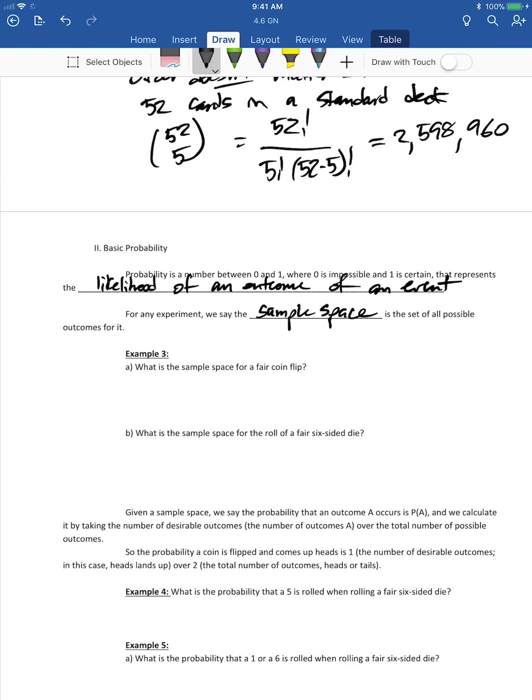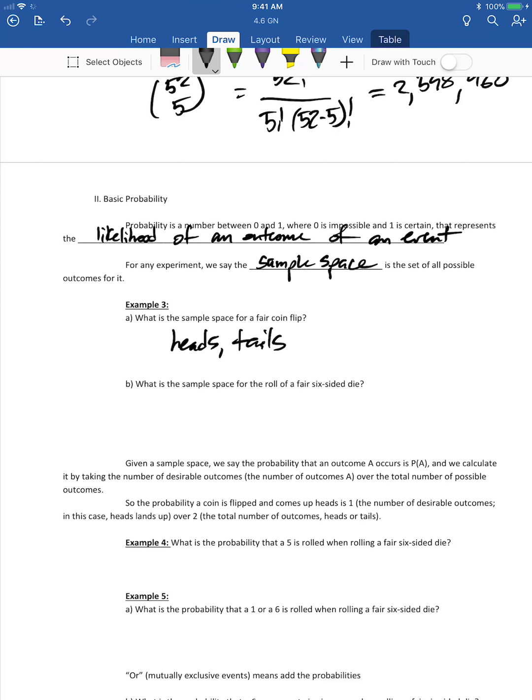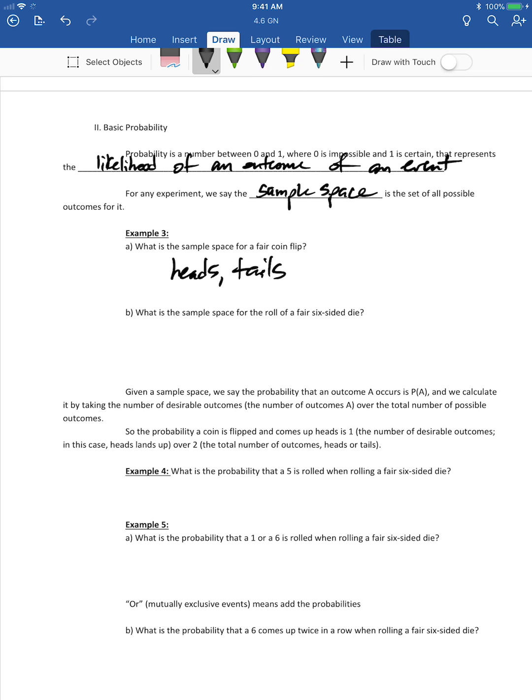What is the sample space for a fair coin flip? Well, what are the possible outcomes of this coin flip? We could get heads, we could get tails. That's the sample space, heads or tails. There's no other possible outcome. What is the sample space for the roll of a fair six-sided die? I could roll 1, 2, 3, 4, 5, or 6. Again, there are no other possible outcomes. It must be one of these. Okay, so that's what we mean by sample space.